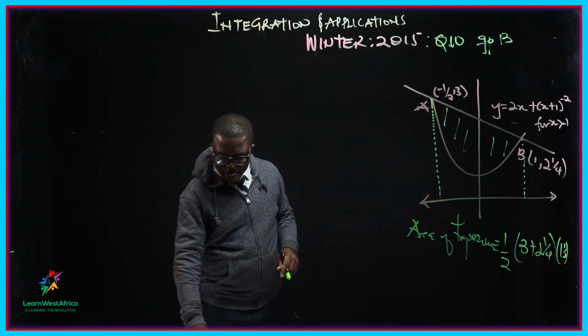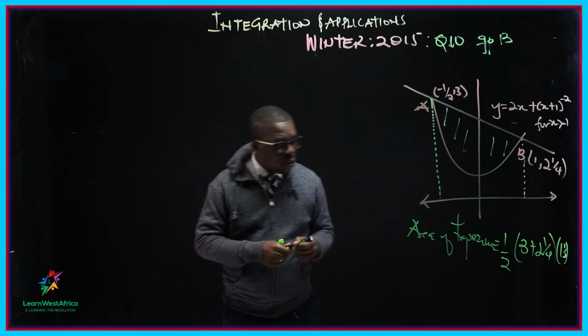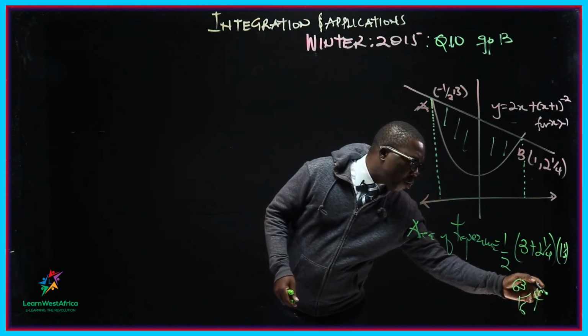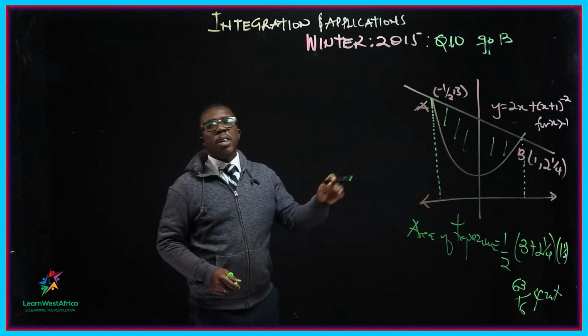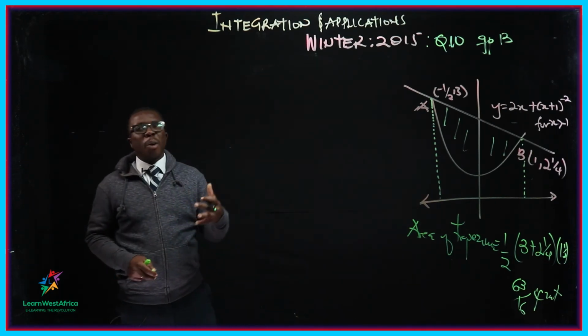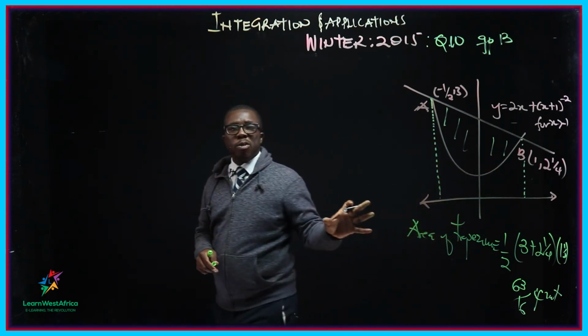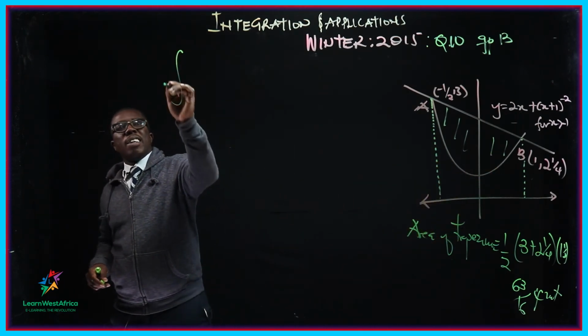Now, if you work the area of the trapezium out, you should get 63 over 16 square units. Okay? So that's going to be the area of the trapezium. Now, we need to find the area under the curve, AB. That is bounded to the x-axis. So we integrate that side.